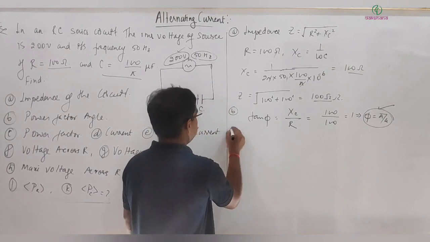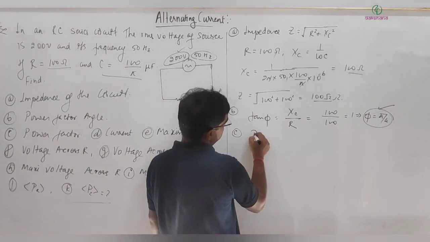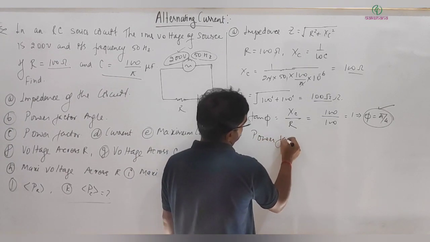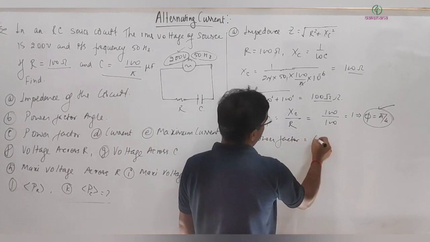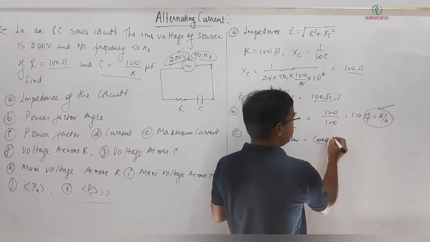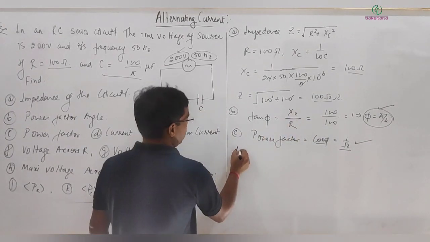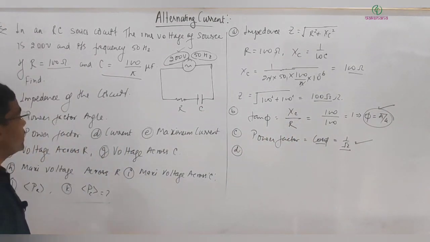And C part, power factor. So now what is the power factor? Power factor is equal to cos of phi. Phi we already know, pi by 4. So cos of phi, I can directly write, is 1 by root 2. Clear?